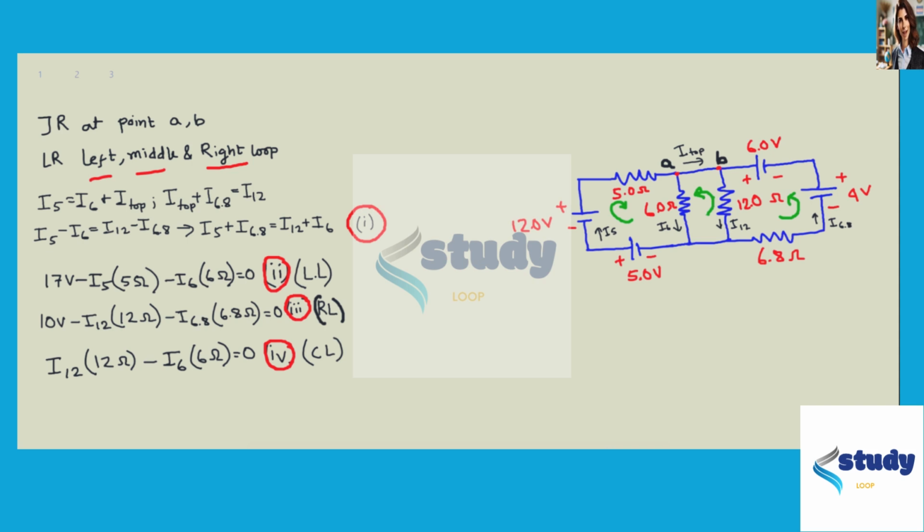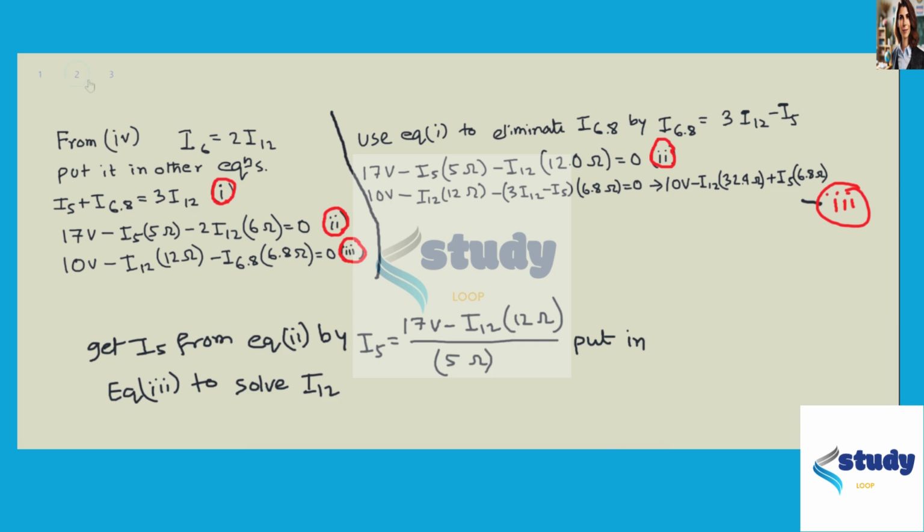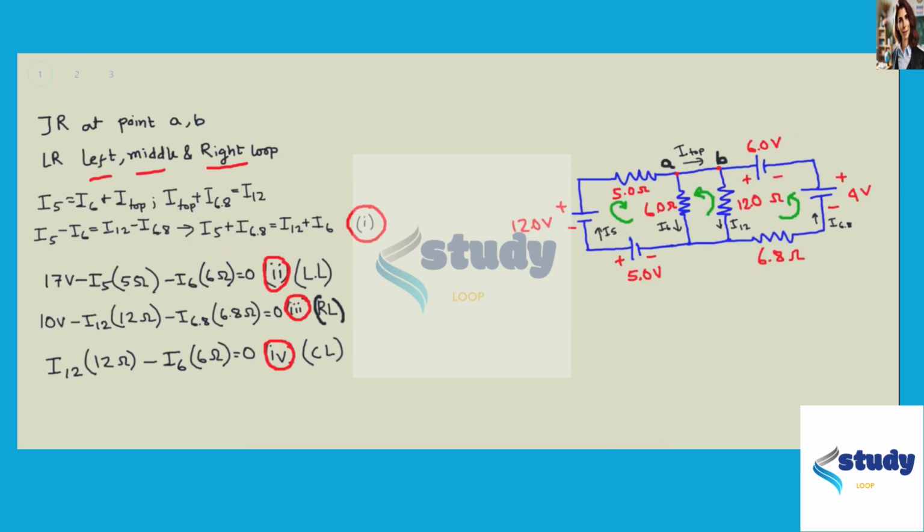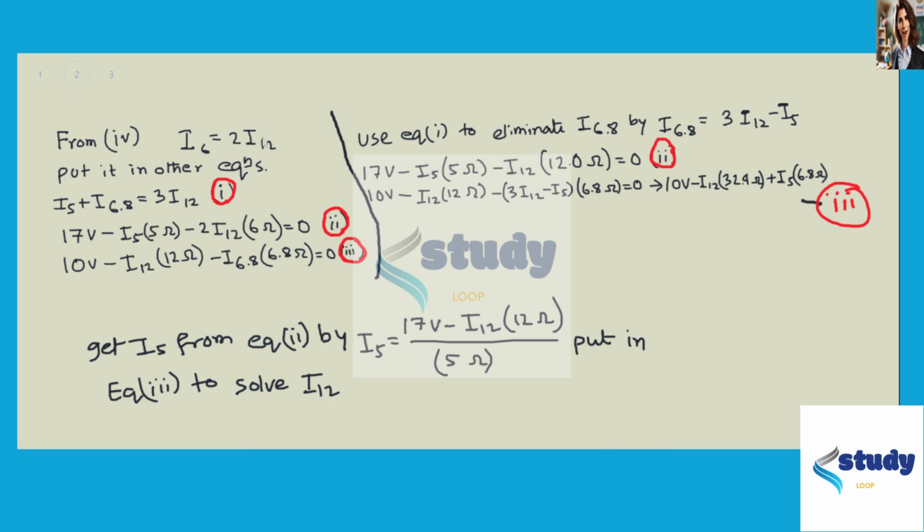Right, so now we have technically 4 equations. We have merged this equation into one, so that's why we have 4 equations. Let's try to solve them. We start with the fourth equation, because it's the shortest of all. So we get a relation between I6 and I12. And then we can use this and substitute I6 in the other equations.